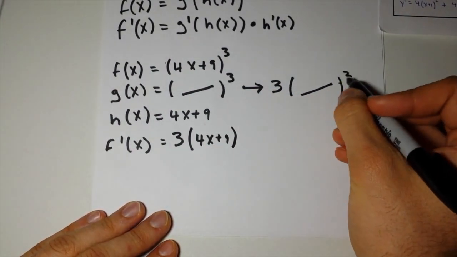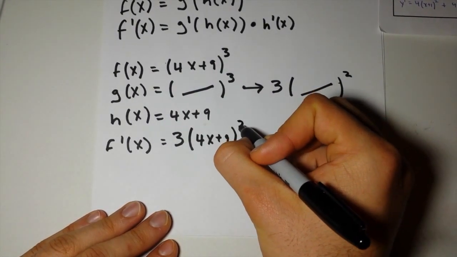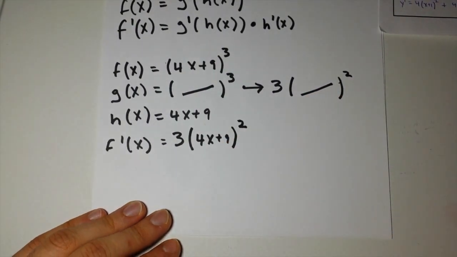Close our bracket, and we know we have a square here because of the n-1 rule in our power rule. And so there we go. And there's the first term of our chain rule.